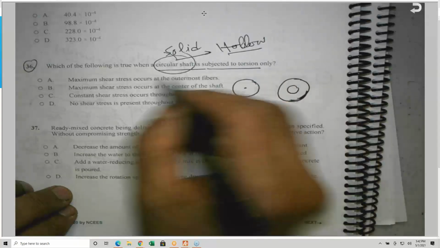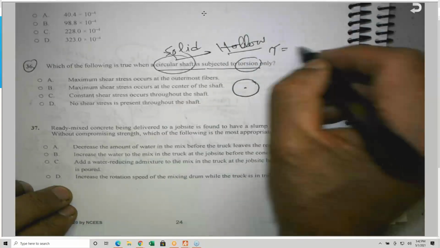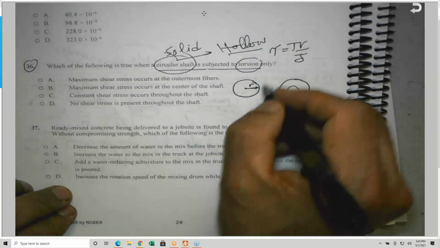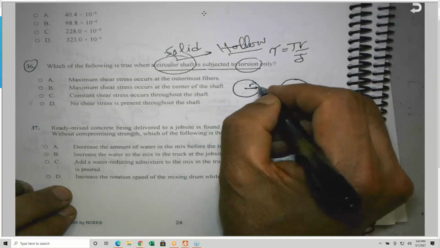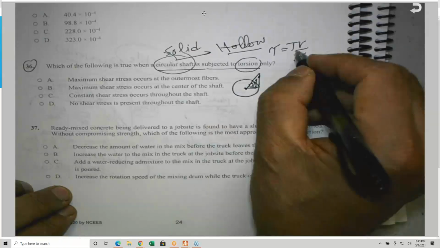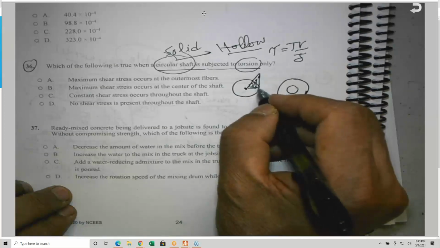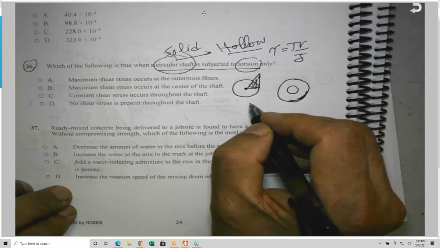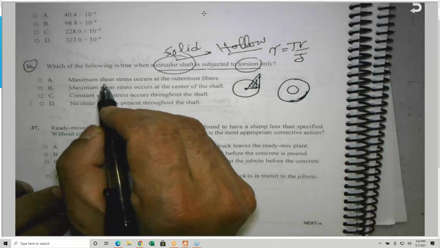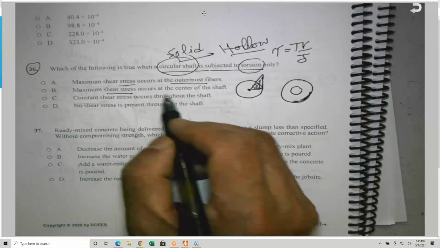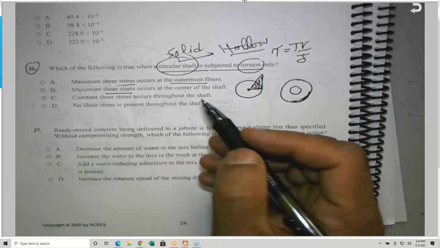So we are going to see the torsion equation, tau is equal to T R divided by J, where R is the radius. You will find that the shear stress, tau, varies linearly from the center all the way to the maximum. It is like this. So zero at the center. Why? Because R is equal to zero at the center, and R starts to increase all the way until we get the maximum, which is the radius in this case, T R divided by J. So the maximum shear stress occurs at the outer fibers. The option says the maximum shear stress occurs at the center of the shaft. The shear stress at the center of the shaft is equal to zero.